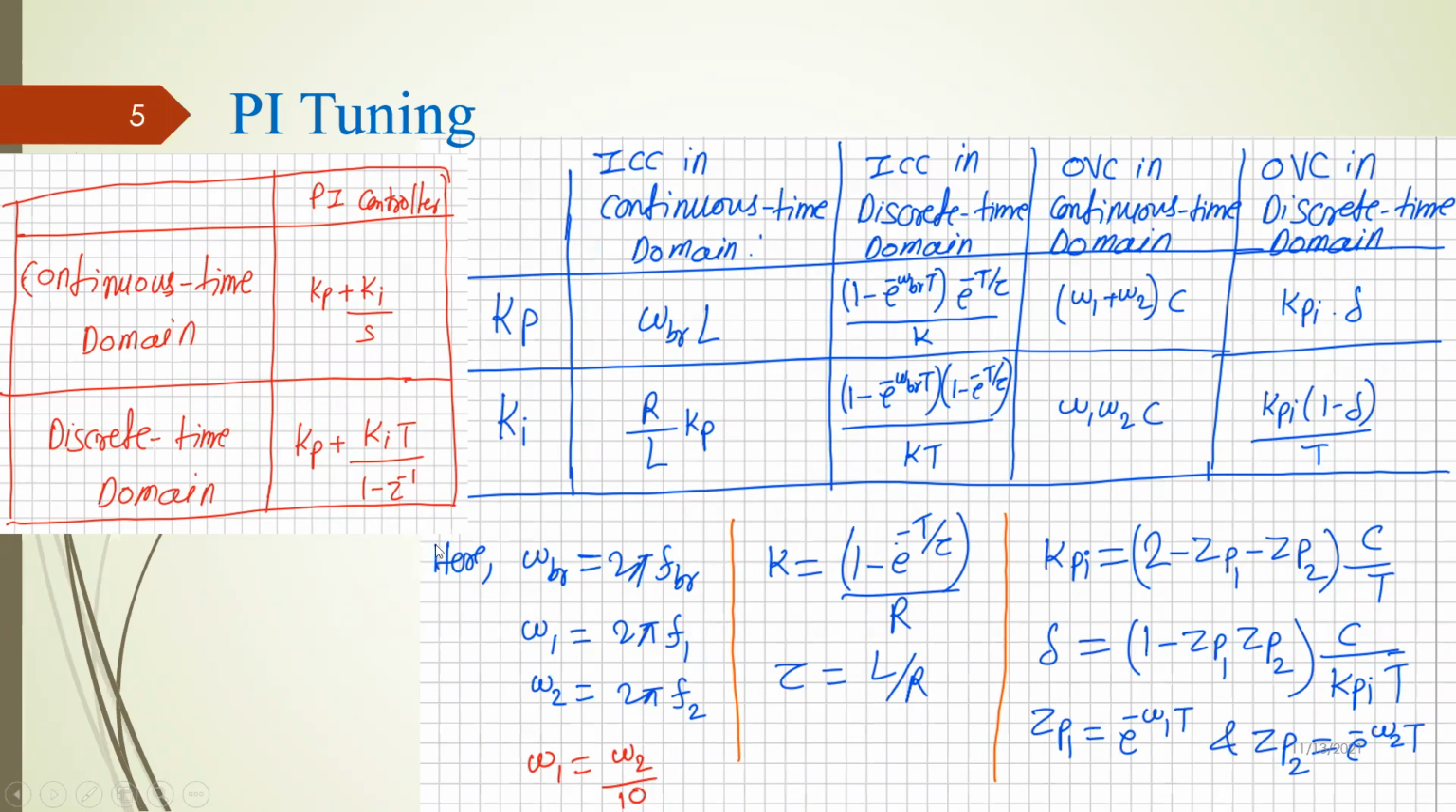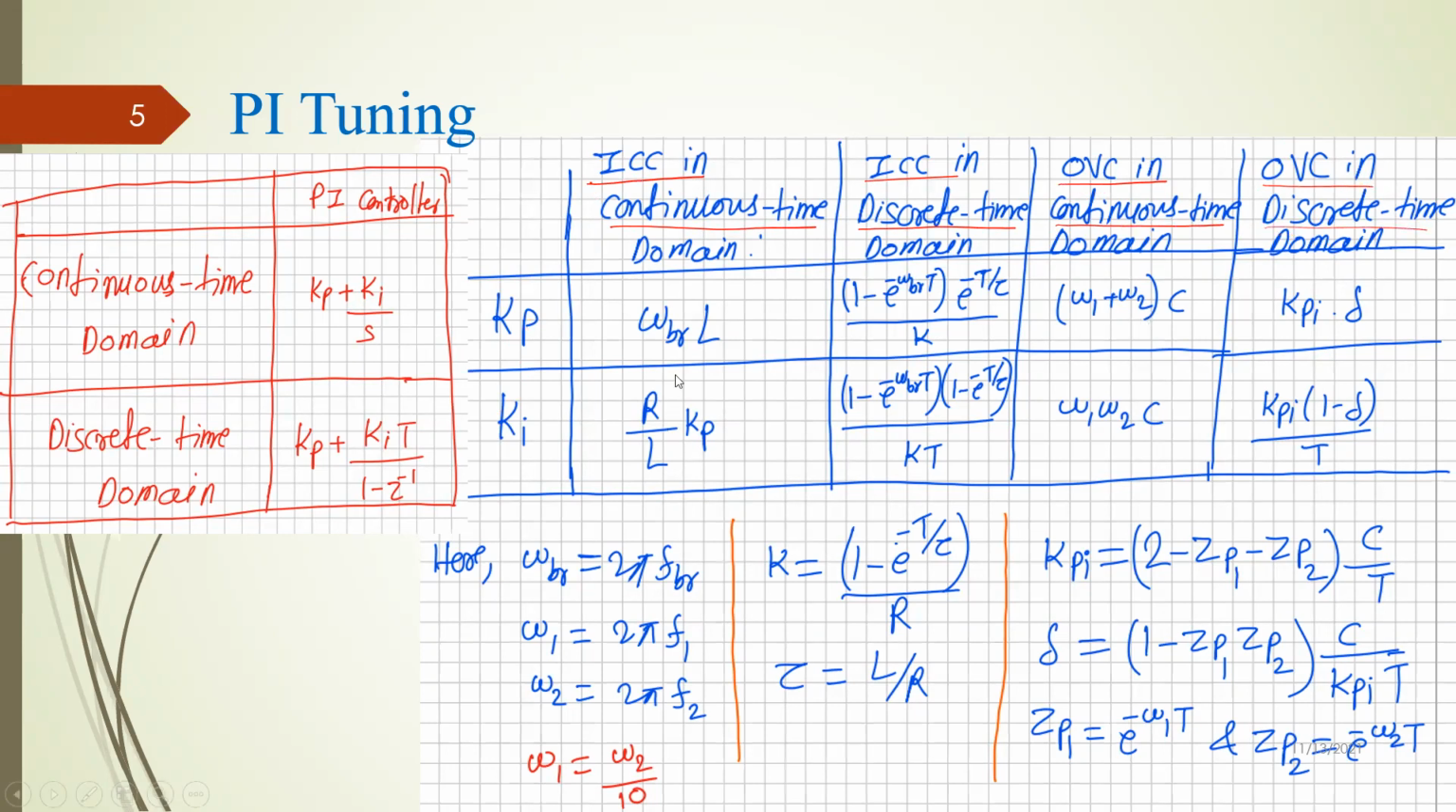Now of course you need to tune the controller. So we have to tune the PI controller. This is again the summary of our first three lessons. This ICC means our inner current control loop in the continuous time domain, and this is the inner current control loop in our discrete time domain, and how you can tune the KP and KI. Similarly, we have the outer voltage control loop in the continuous time domain, and then tuning for the outer voltage control loop in the discrete time domain.